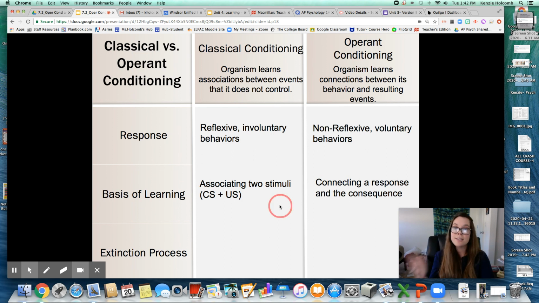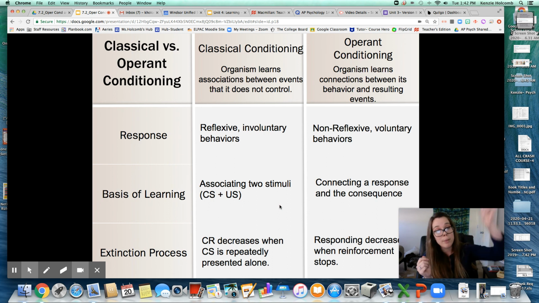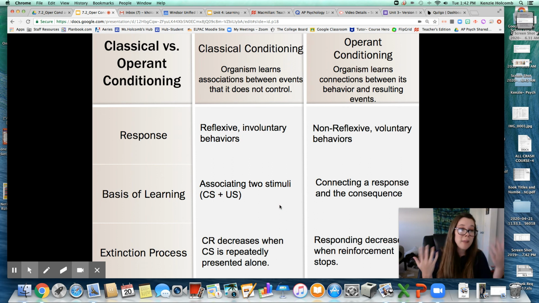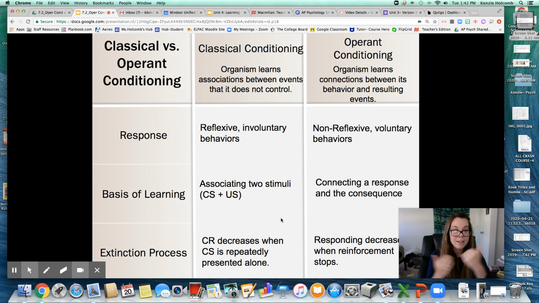And then there's the extinction process. Just like I talked about earlier, the conditioned response decreases when the conditioned stimulus is repeatedly presented alone. That means that if Pavlov stopped doing the bell, the dogs, after time, wouldn't respond to it, because it's not giving them their desired stimulus. The bell doesn't connect to the food anymore, so it doesn't connect to the salivating, right?